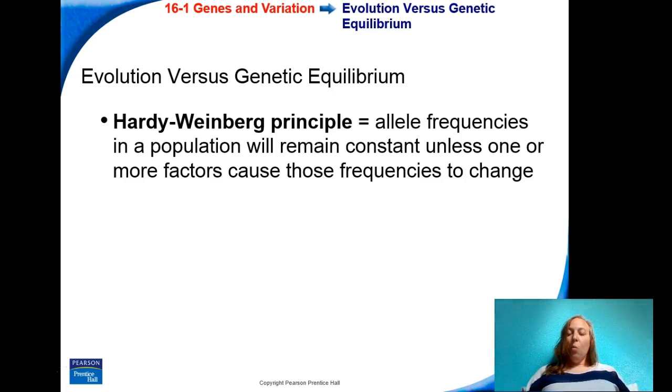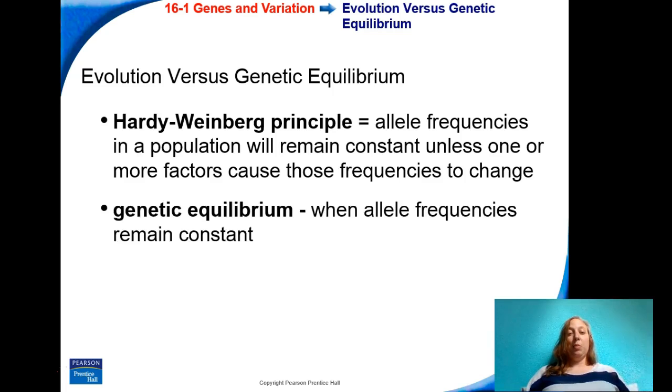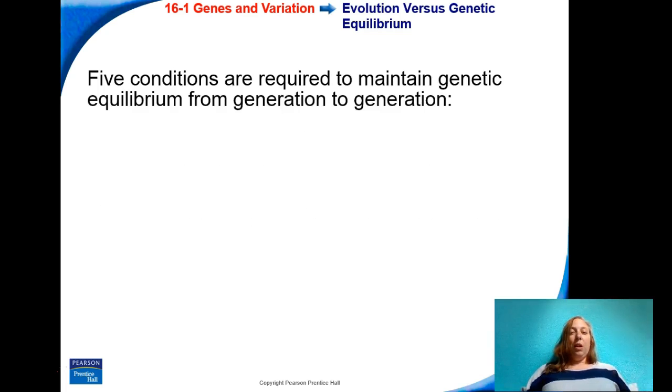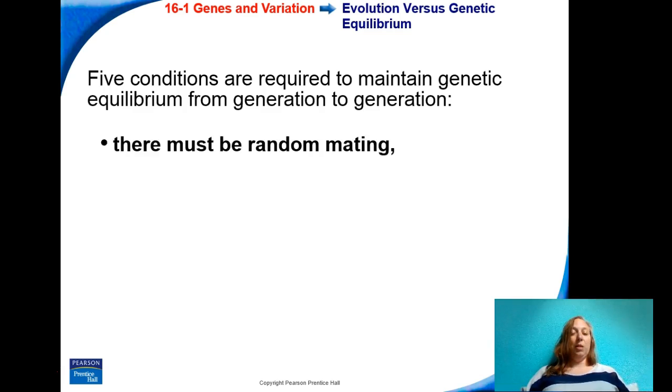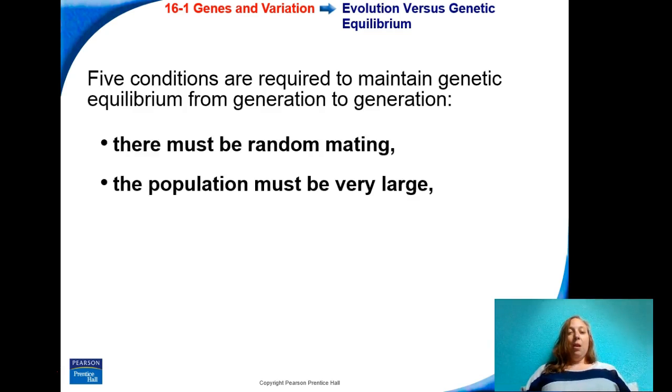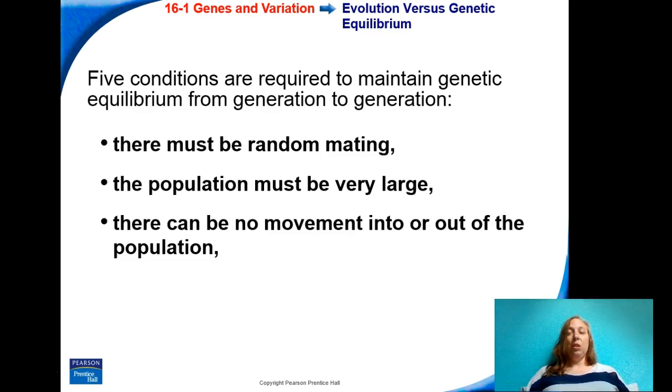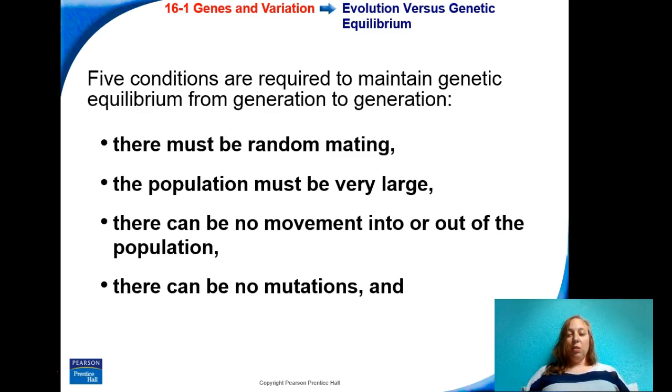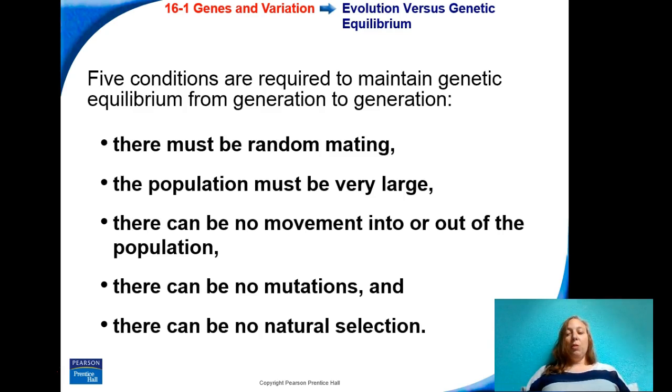Now, what are those factors? Because that becomes an important part. When we talk about genetic equilibrium to maintain between generations, there are 5 conditions that need to occur. Number 1, there has to be no random mating. Populations must be very large. There can be no movement into or out of the population. And there can be no mutations. And then the last one, there can be no natural selection.